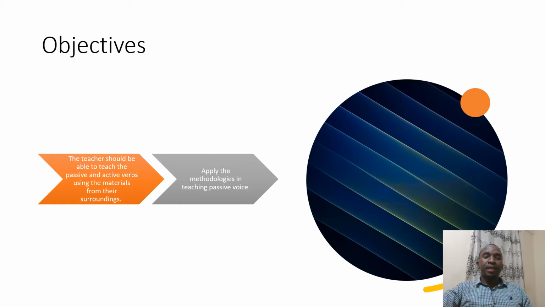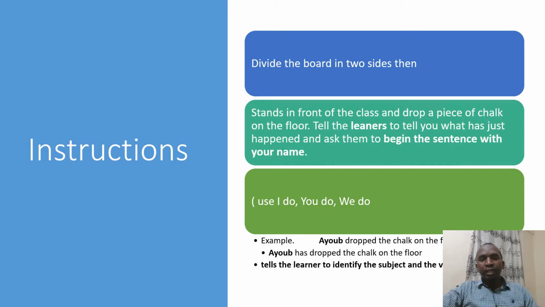Now, the objective of this lesson is that at the end of this lesson, every teacher should be able to teach passive and active verbs using the materials from their surroundings and apply the methodologies for teaching passive and active voice. The instructions. First, divide the board in two sides. Divide the board in two sides. This side will be for active and this for the passive.